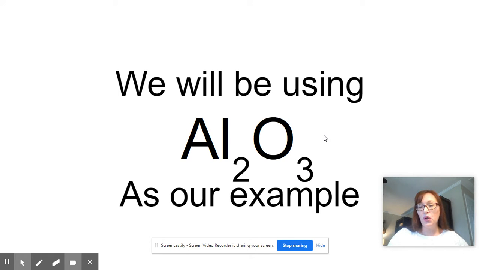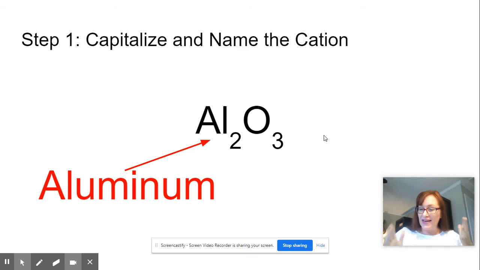So for my example, the binary ionic compound is Al₂O₃. That is 2 ions of the aluminum and 3 ions of the oxygen, and they are bonded together. So let's figure out how to name this thing. When we say nomenclature, we mean name.